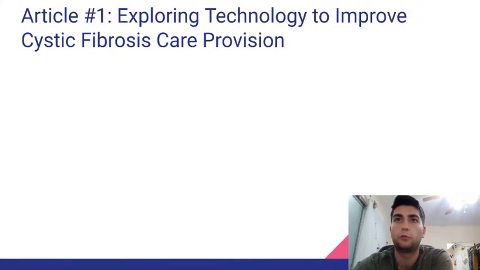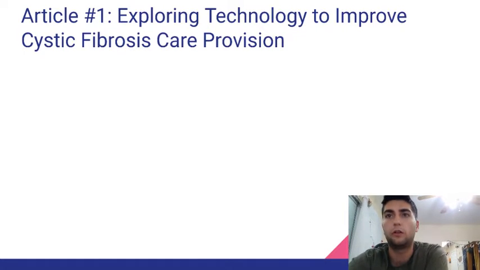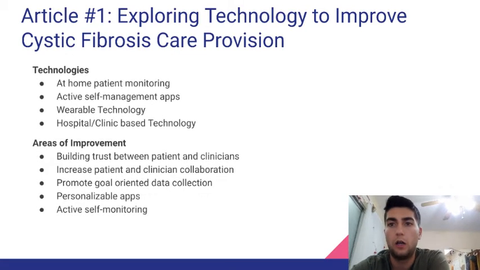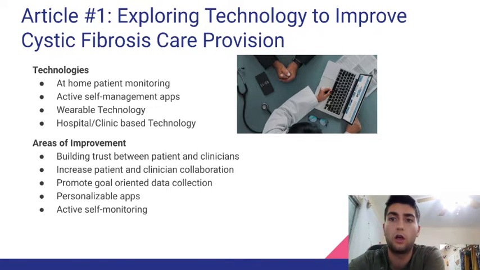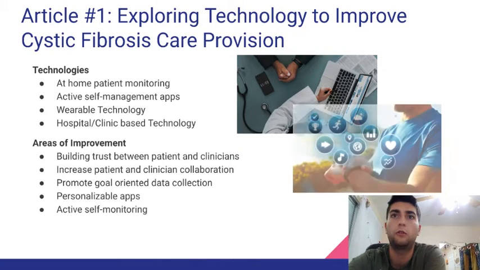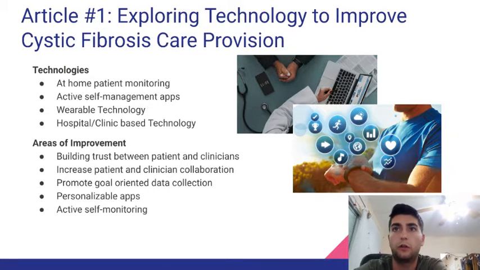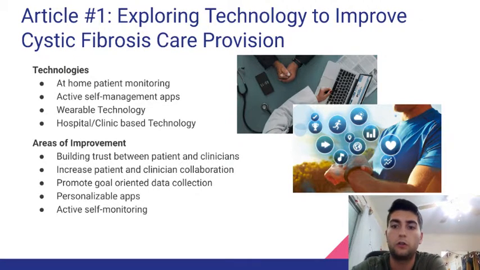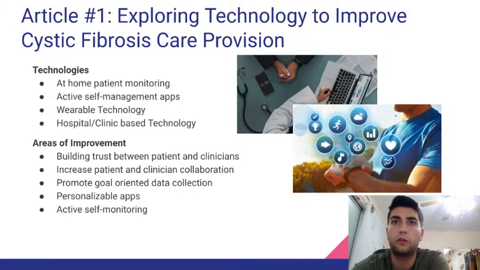Hello class, my name is Romik and today I'm going to be talking about exploring technologies to improve cystic fibrosis care provision. As I was reading through the article, I noticed that all the technologies that they were talking about fall under four of these categories. These categories are at-home patient monitoring, active self-management apps, wearable technologies, and hospital clinical-based technologies. All of these had their flaws, and I was able to deduce some of the areas for improvement.